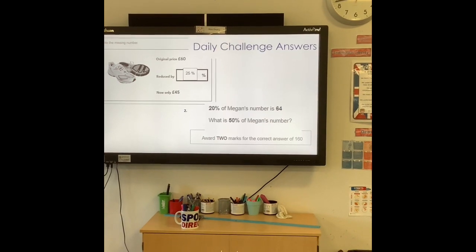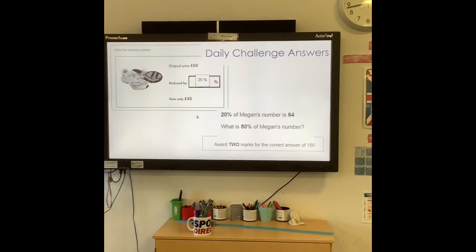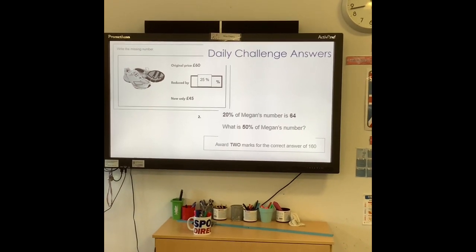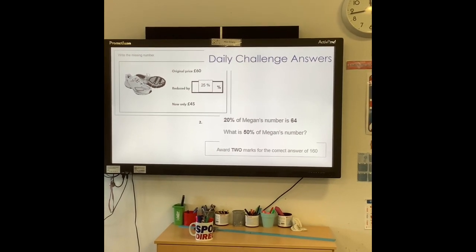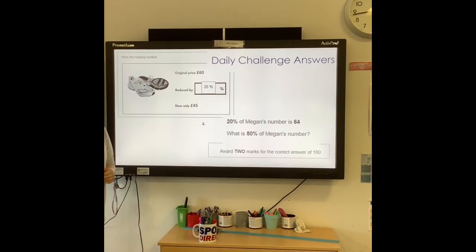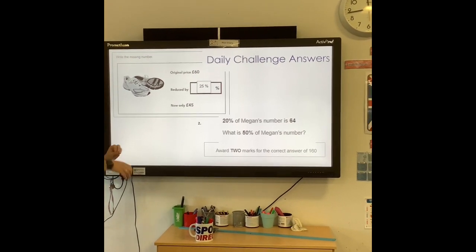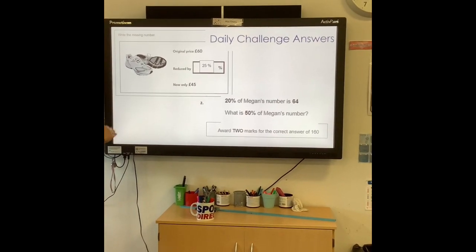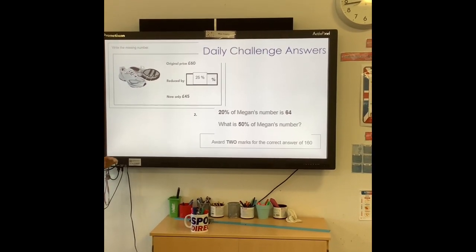Number 2. Now this one looked really tricky, but it's not actually as hard as it may have first seemed. We've got a really good piece of information here. We've got that 20% of Megan's number is 64. Now that tells us that 10% of Megan's number is 32, because half of 20% is 10% and half of 64 is 32. In order to go from 10% to 100%, we times by 10. So if we have our 32 and we times by 10, we know that Megan's original number was 320.